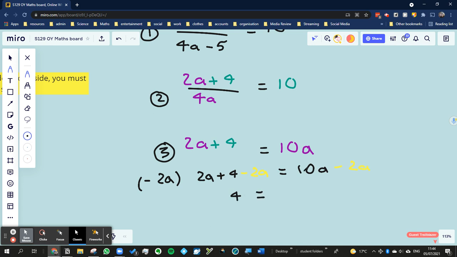Meanwhile, on the right-hand side, you've got 10a minus 2a. They're actually like terms, aren't they? So that's going to be 8a. Now, if 8a is equal to 4, then what must a equal? Well, some of us could do this in our heads, but we're going to rearrange the equation.